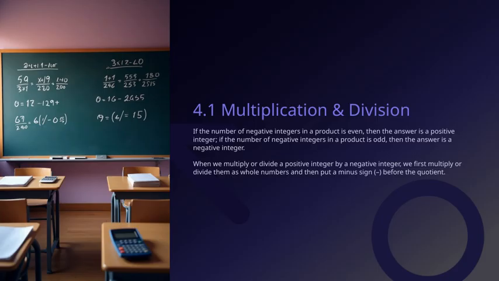Another important concept is what happens when we multiply or divide a positive number by a negative number. In these cases, we perform the operation as if both were positive, and then we simply add a minus sign in front of the result. This helps us keep track of the sign correctly without confusion. These rules are fundamental because they help us determine the sign of the result quickly and accurately, which ties back to our overall goal of mastering integer operations confidently.